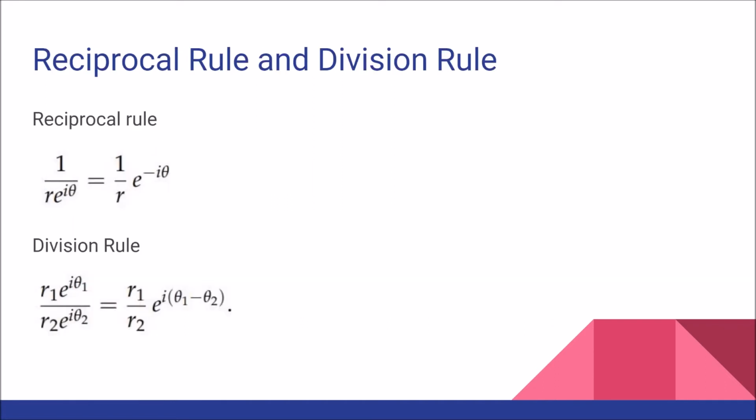The reciprocal rule is 1 divided by r times e to the i theta is equal to 1 divided by r times e to the negative i theta. The division rule is r sub 1 e to the i theta sub 1 divided by r sub 2 e to the i theta sub 2 is equal to r sub 1 divided by r sub 2 times e to the i times theta sub 1 minus theta sub 2.